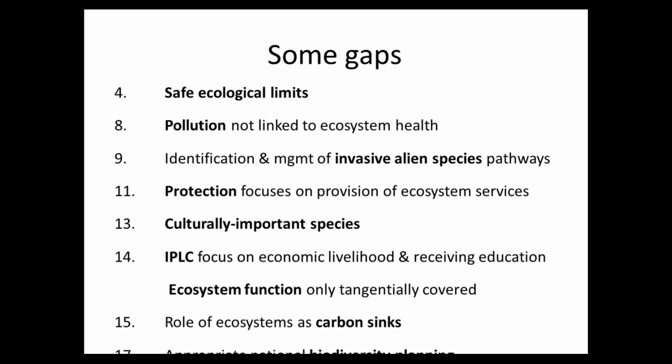This is just a list of some of the gaps that were identified, such as safe ecological limits. Within the SDGs, there is talk about sustainable consumption and production, but it doesn't necessarily understand where that safe operating space might be. There is talk about pollution, but not necessarily linked to ecosystem health, for instance. Culturally important species are not considered, only the more economically important species, within the SDGs. The role of indigenous peoples and local communities is not fully recognized. And the role of ecosystems as carbon sinks within the SDGs is not necessarily all that well recognized.